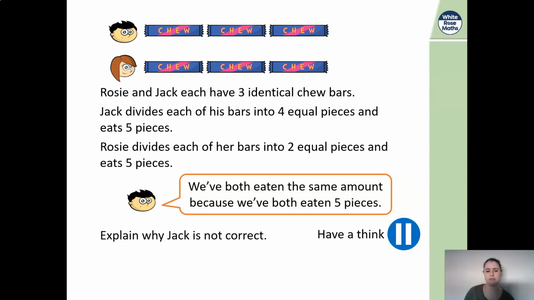Pause the video and have a think. Why is Jack incorrect, and can you explain to me how? So maybe have a go at drawing your bars as bar models and shading in the parts they've eaten and see if you can explain why he's wrong.